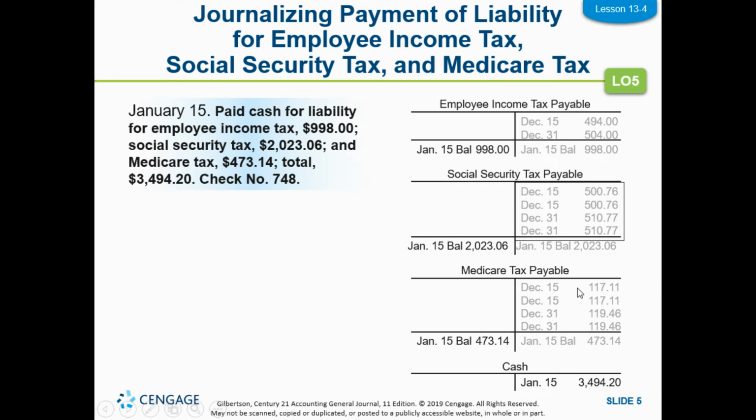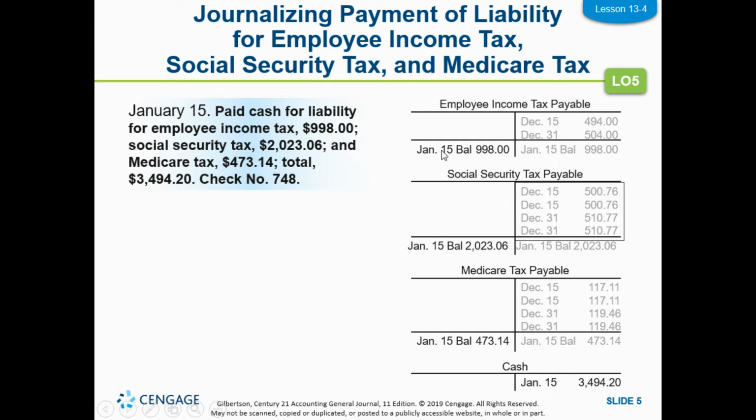Wash, rinse, repeat for Medicare tax payable. Same thing. We have to match that 1.45% that's taken out of our employees' paychecks. All right. And at the end of the day, we're going to journalize. We've got a debit. Again, we're just debiting the payable. We're paying down our liability. Think about liability. What's the increase side for all liability accounts? It's the credit side. So what's the decrease side? The debit side. So we're zeroing out all of these liabilities from the previous month from December.